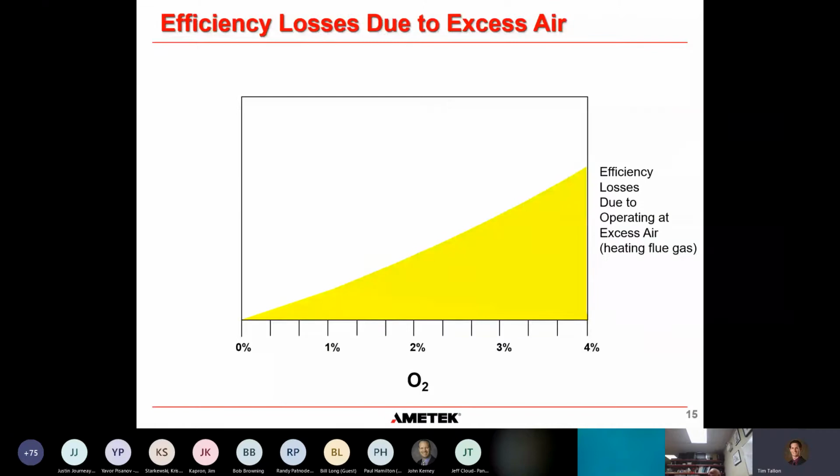When we think about excess air losses, when we think about operating at excess air levels, when we have too much air, we use a little bit more fuel than we need in the system because we have to heat up that extra air for the combustion process. So as you increase the amount of oxygen and increase the amount of air, you have more efficiency losses, which is what this graph represents. Higher efficiency losses due to operating at excess air.